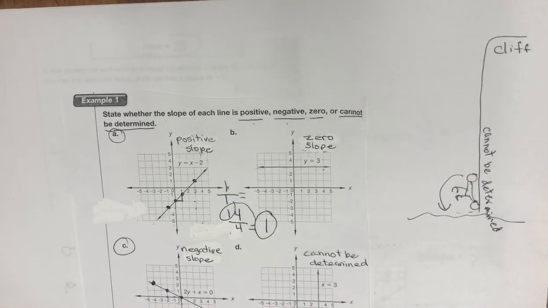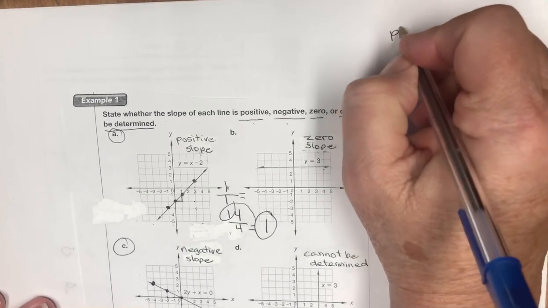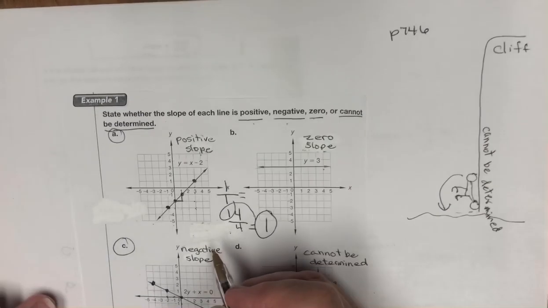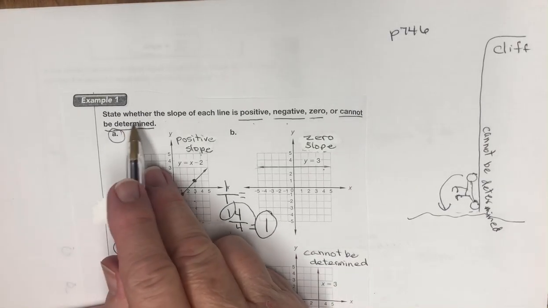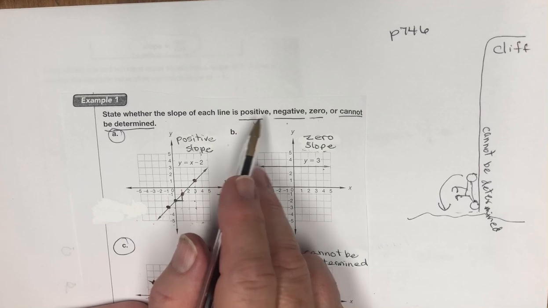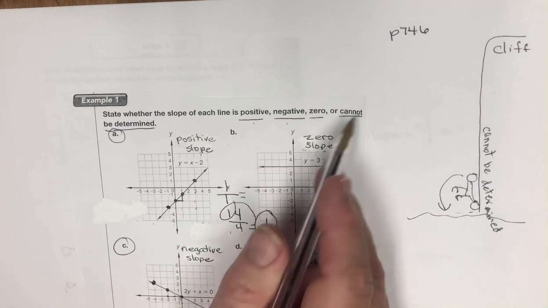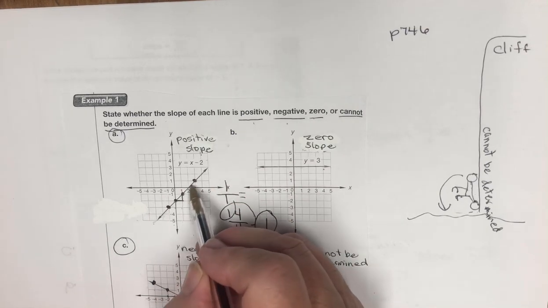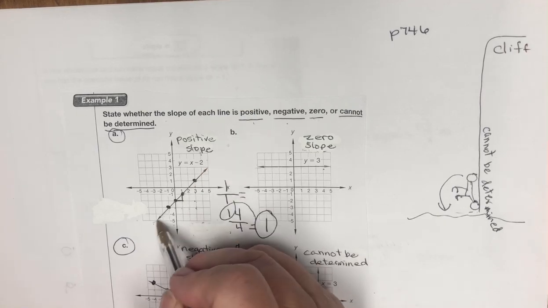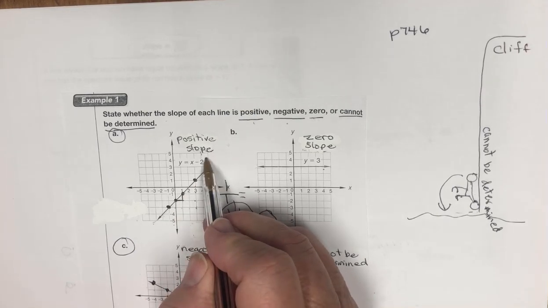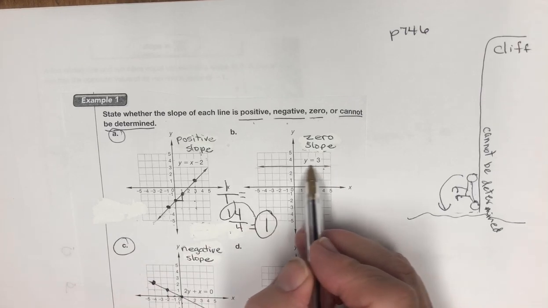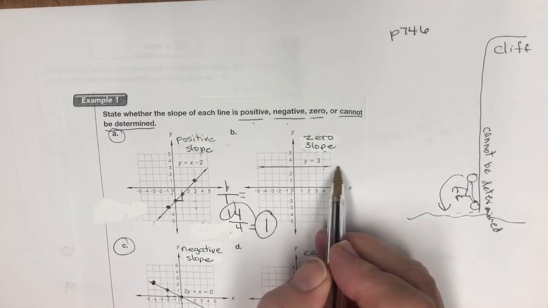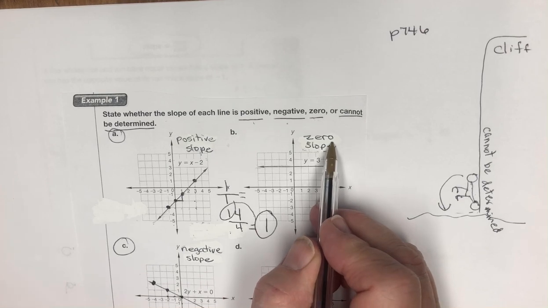All right, let's look at example 1. It is on page 746. I'm going to talk about these slopes. I want you to state whether the slope of the line is positive, negative, 0, or cannot be determined. All right, this one is like when I was riding my bicycle up the hill. So this is a positive slope. This is when I was riding my bike on my street and there was no slope. So that is called a 0 slope.